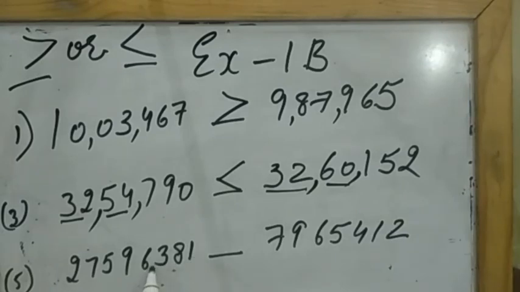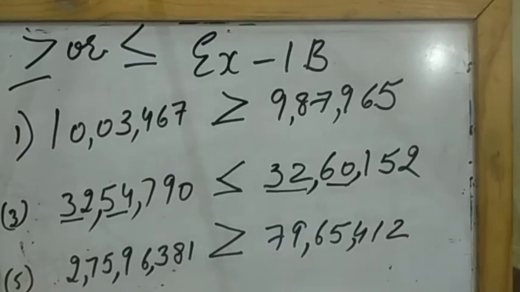So first of all, put the commas. So here in this you have the number 2 crores. But here you have 79 lakhs. So 2 crores is bigger than 79 lakhs. So this is how you find out which number is bigger and which is smaller.